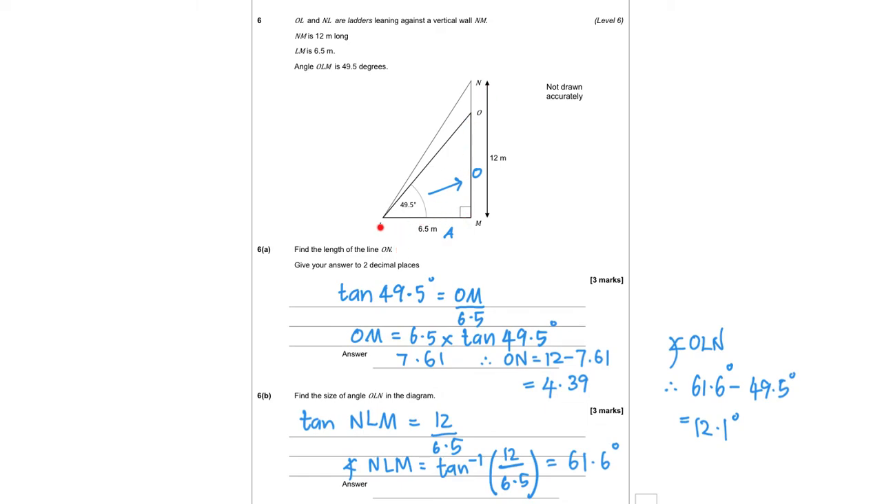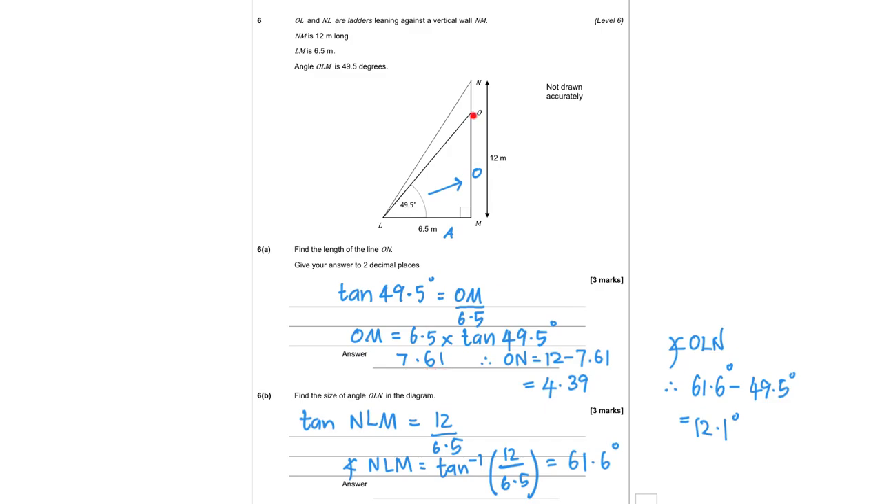So this is a nice right angle triangle here. We can use opposite from the angle 49.5. This is the opposite and we have the adjacent. It's OA. OA means tangent. So tangent 49.5 is opposite, which is OM. I label OM here, divided by 6.5. So to get OM, 6.5 multiplied by tangent 49.5, we get 7.61.